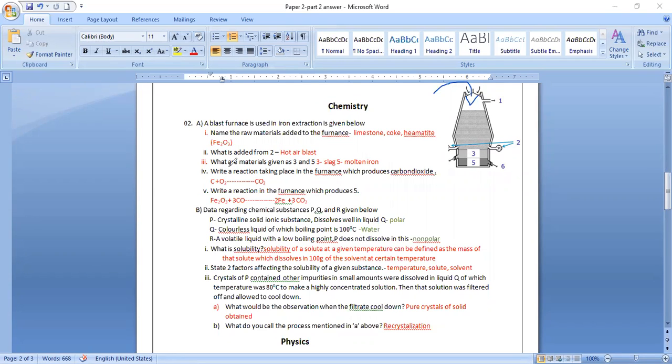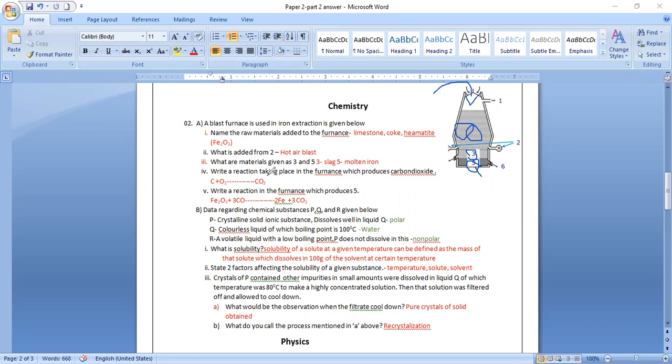Then what is added from 2? From 2 we add hot air blast. All this air goes in, and with these raw materials they start to react, and at number 5 we get the molten iron, and at number 3 we get the slag, that is the impurities, right? So what is added from 2? That is hot air blast. What are the materials given at 3 and 5? 3 is slag, and 5 is the iron. We are extracting iron, so iron is extracted there.